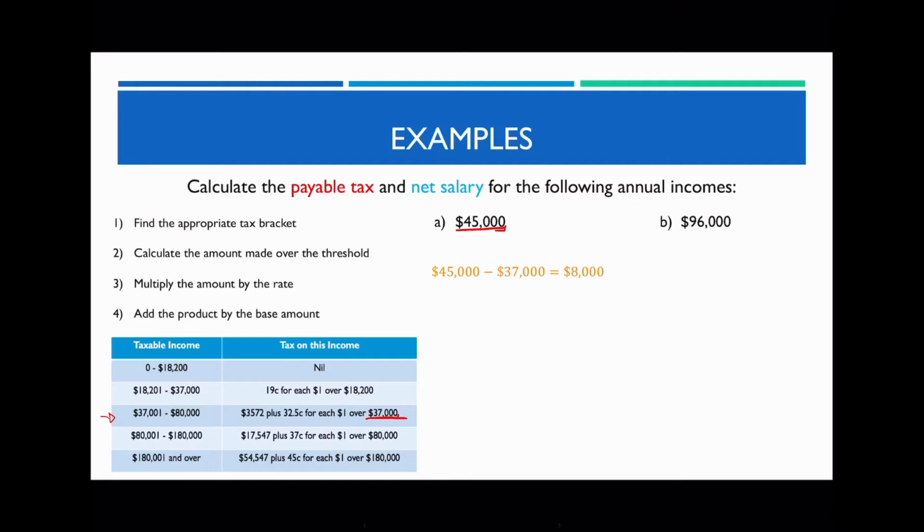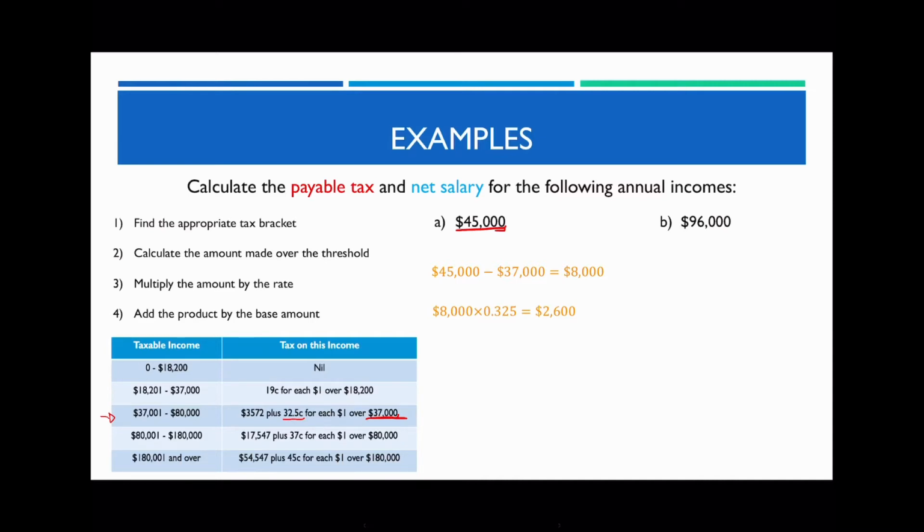What we need to do next for the third step is multiply that amount by the rate. In this case, the rate is 32.5 cents. But remember, I said that we need to convert this rate into dollars. So this is equivalent to 0.325. So we're going to multiply 8,000 by 0.325. That's going to give you an answer of $2,600.